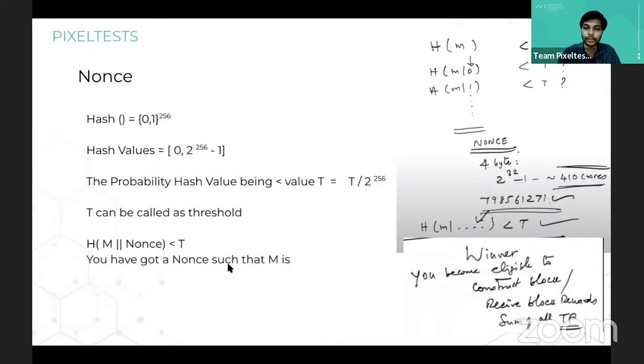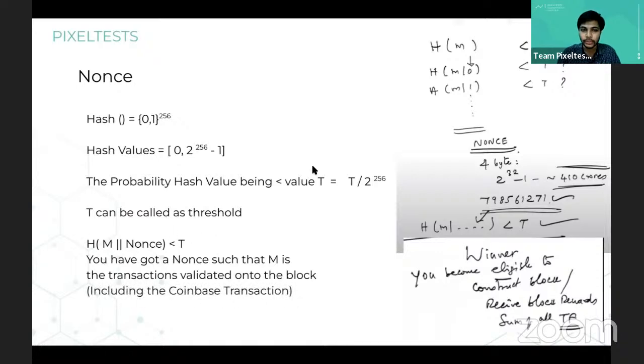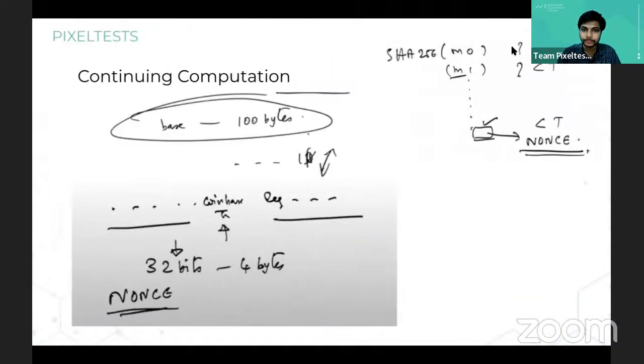So you have got a nonce such that M is the transactions validated onto the block, right? So M is all the transactions, and hence nonce is nothing but number used only once. So this number can only be used once, and this is the key that will make this hash less than the threshold, right? So let's try to understand.